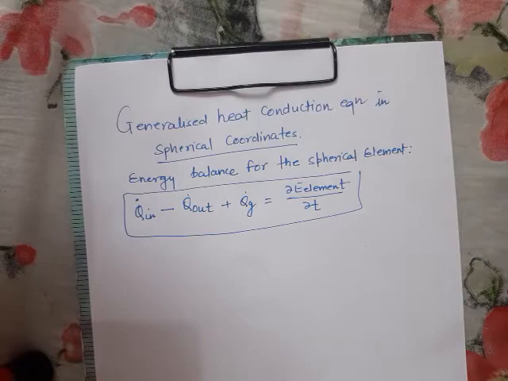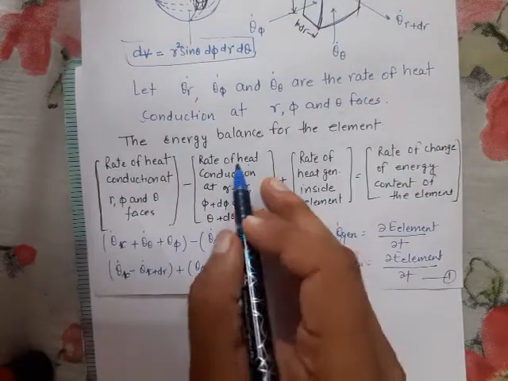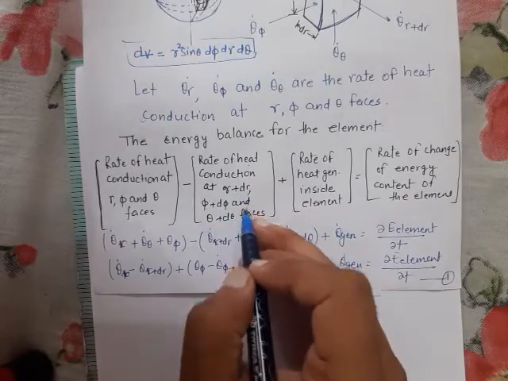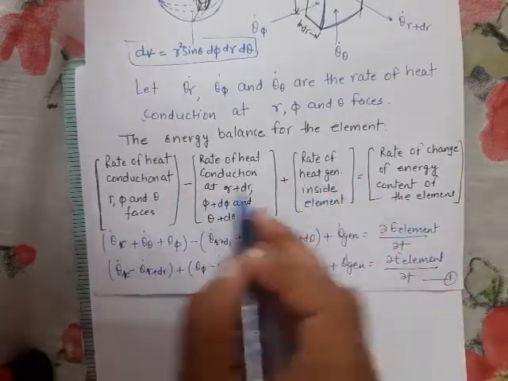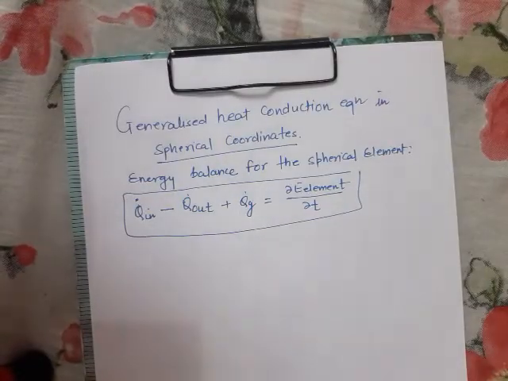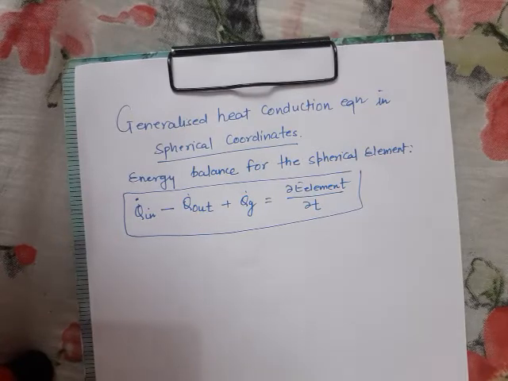That is, rate of heat conduction into the element means rate of heat conduction at r, phi and theta faces, minus rate of heat conduction at r plus dr, phi plus d phi and theta plus d theta faces, plus heat generation. This you can do yourself. Okay, so this is the general energy balance equation for this spherical element.